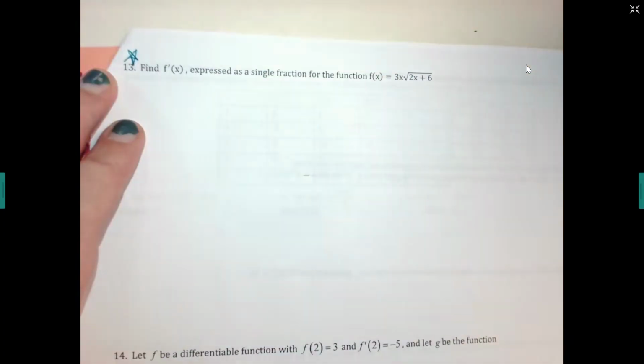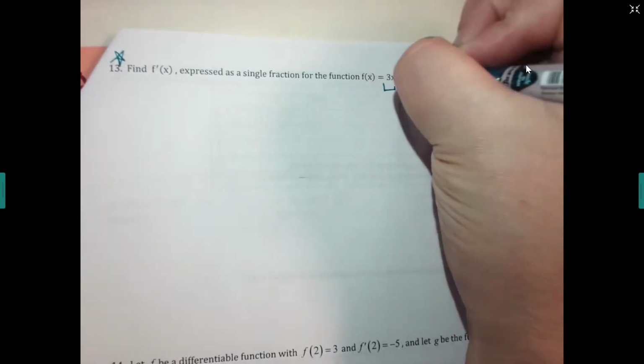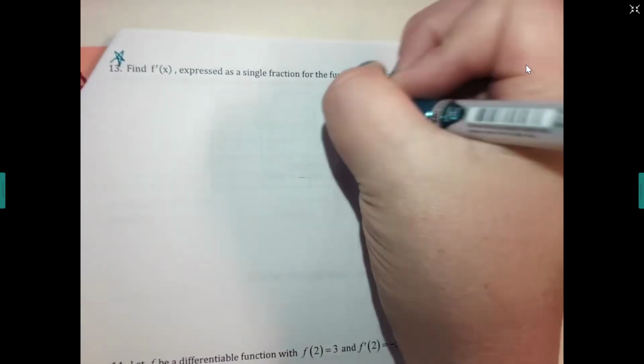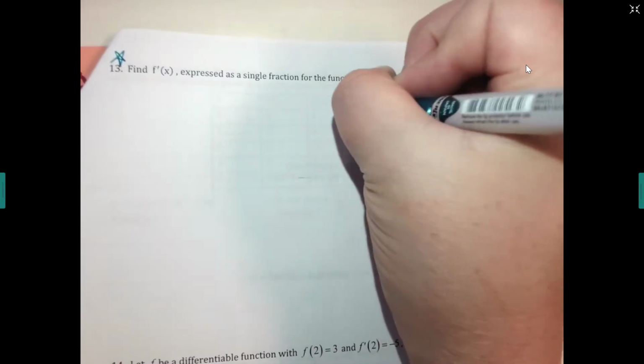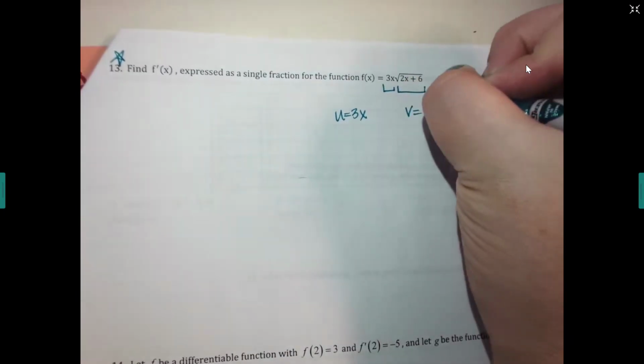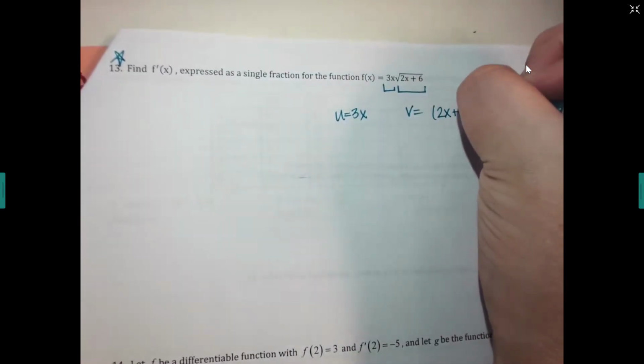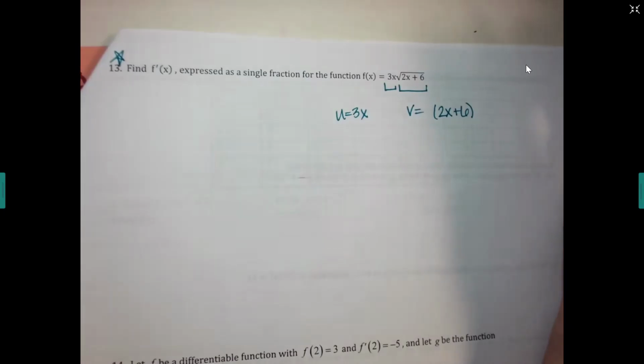Okay, number 13, put a little star on it. This one's a little bit tricky, and there is a question very similar to this on your test. You're just taking a derivative. What rule are you going to use? Product, quotient, or chain? Product, very good. So I have this times that. So my u is a 3x. My v is a 2x plus 6. But if it's in a square root, what power is that the same as?